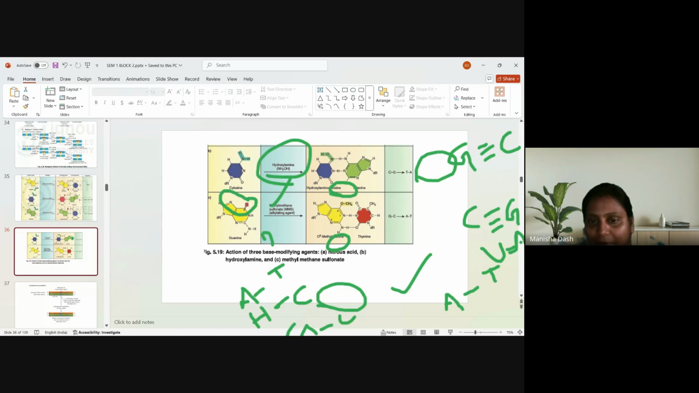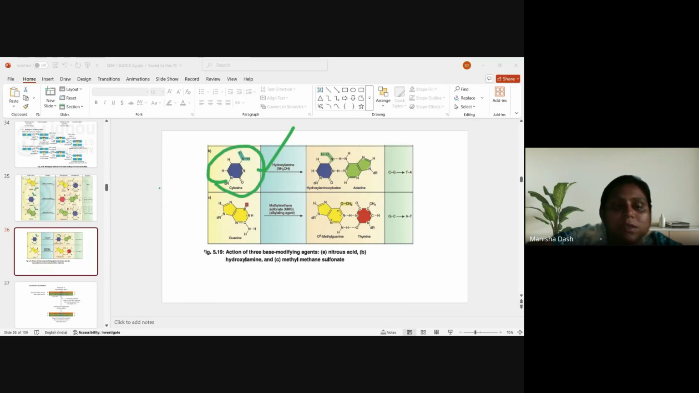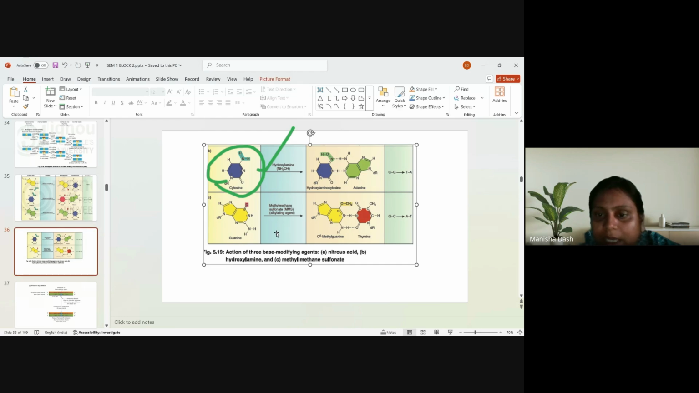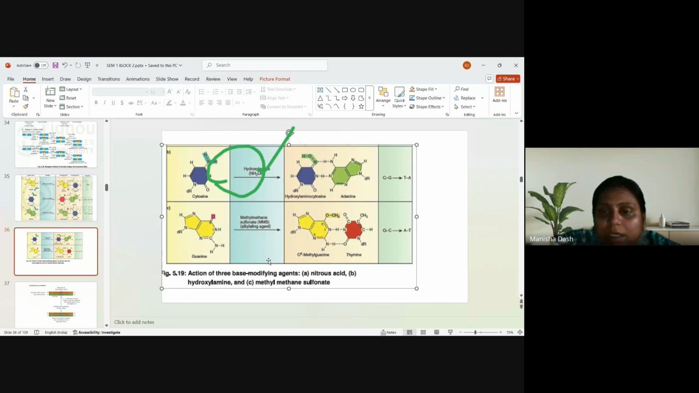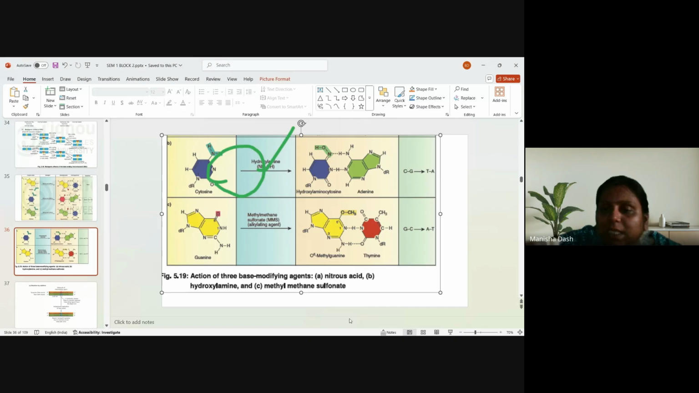Next, there are a few other base modifying agents that will also act as mutagens. One is called hydroxylamine. This specifically acts only on the base cytosine, and it converts the cytosine into a product called hydroxylaminocytosine. Where cytosine normally pairs with guanine, this hydroxylaminocytosine will have a tendency to pair with adenine. Again, like the previous case, the adenine will pair with thymine.